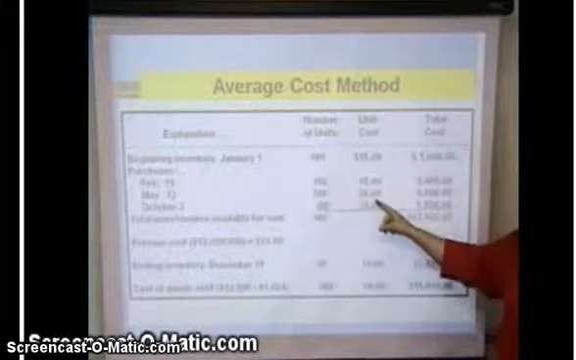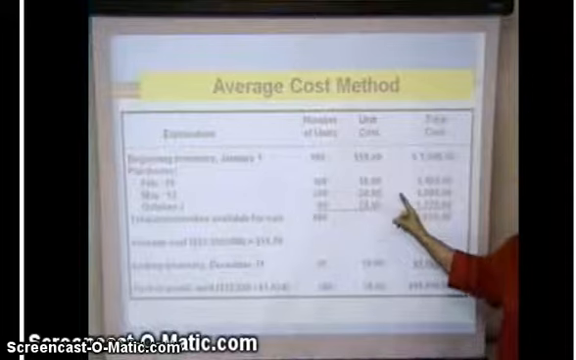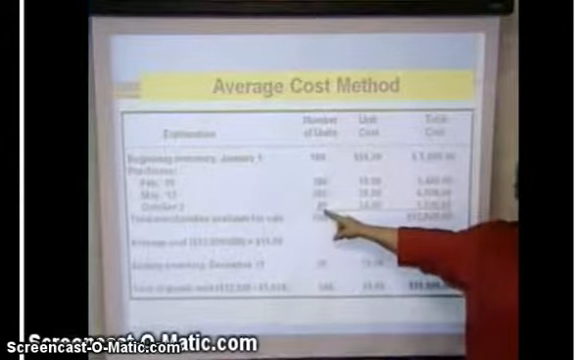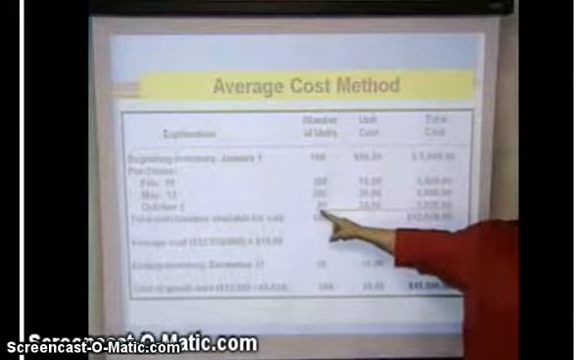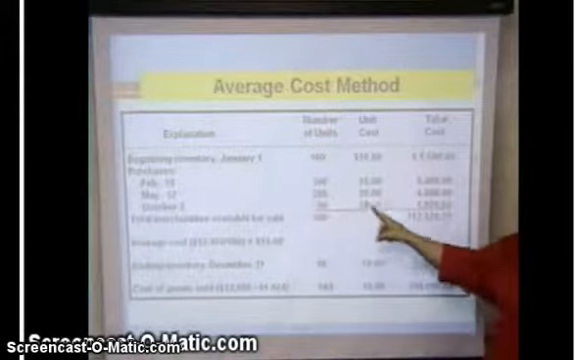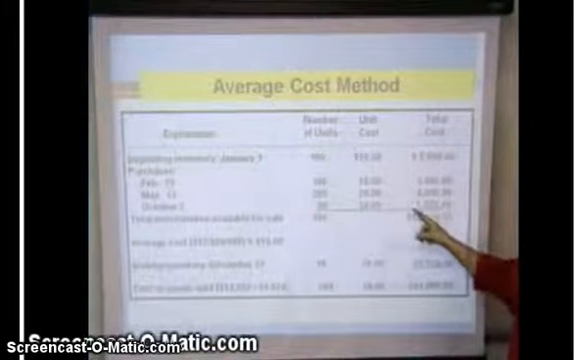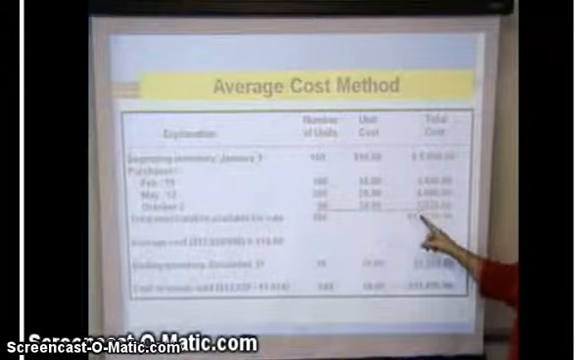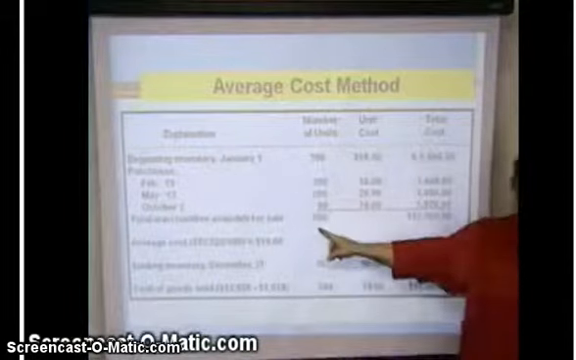Another 200 came in, we paid $20 a unit for that one. Another order came in, we were having to pay more and more for this inventory. $80, this one we paid $24 for. Here's our total cost. Here's the total number of units.